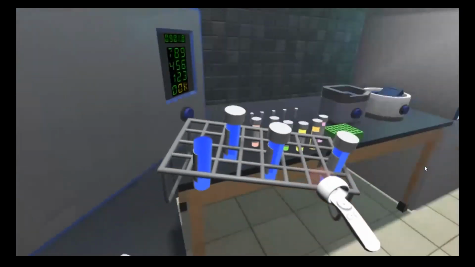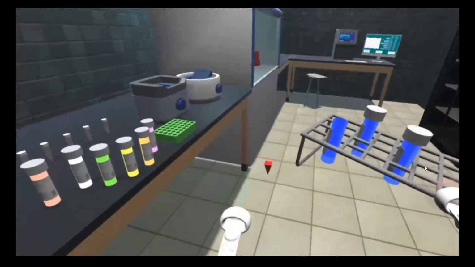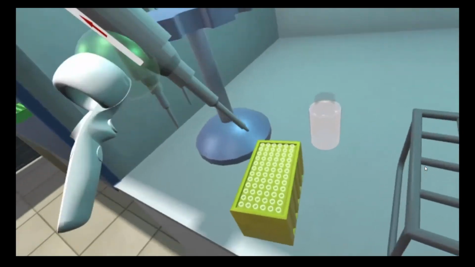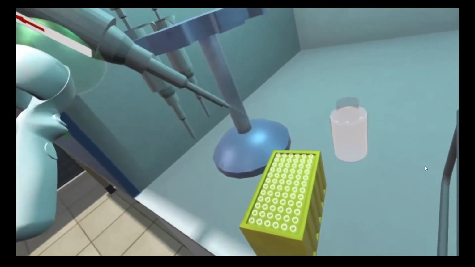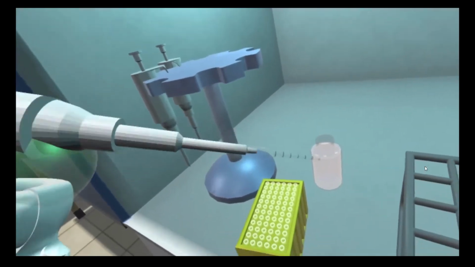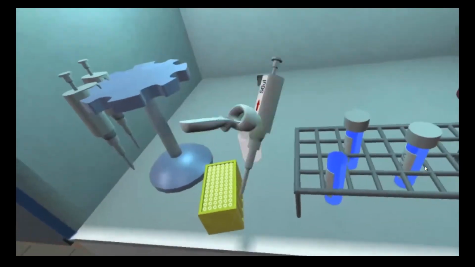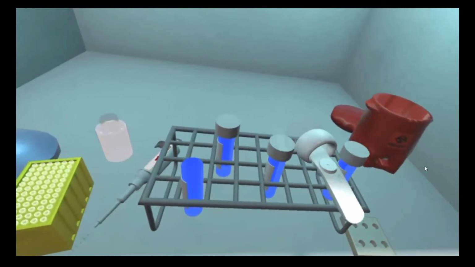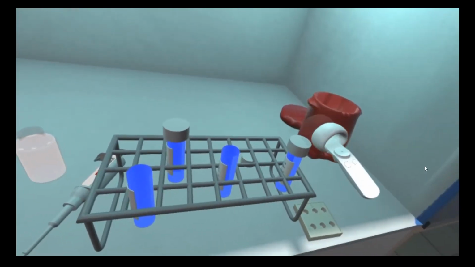The lab can be walked around in freely, or a convenient teleport system allows quick movement from station to station for users. Different pipetters can hold different amounts at different increments. Using the right one for the job is important, and users must make sure to dispose of each pipette tip after use. They wouldn't want to contaminate their samples and disrupt the results.